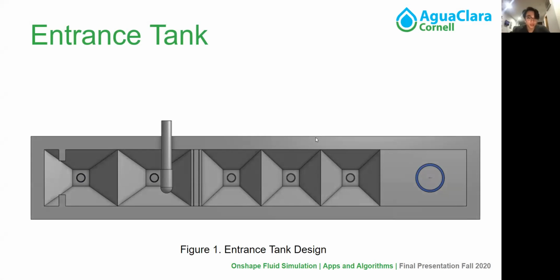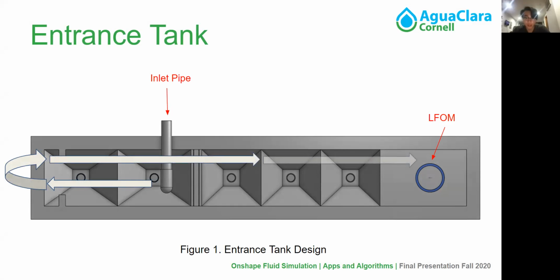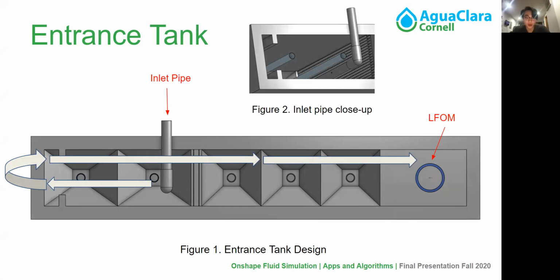Throughout the semester, this is the entrance tank we have been trying to model the flow through. The entrance tank contains an inlet pipe and an outlet pipe, which is the L form. Here's an animation depicting the flow of water through the tank. Here is a close-up of the inlet pipe showing the hose where the water flows out through the pipe.